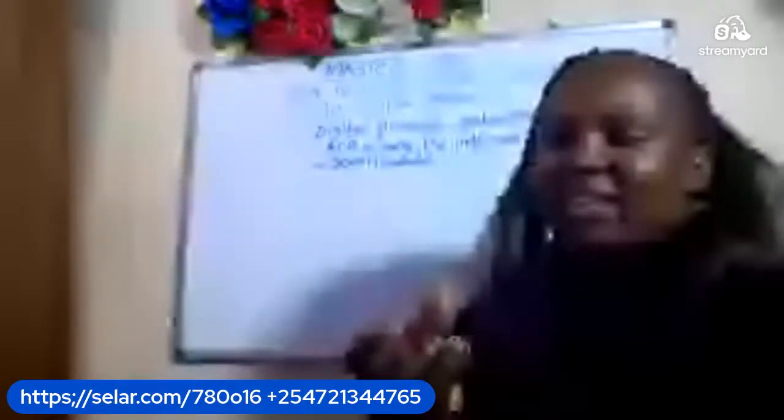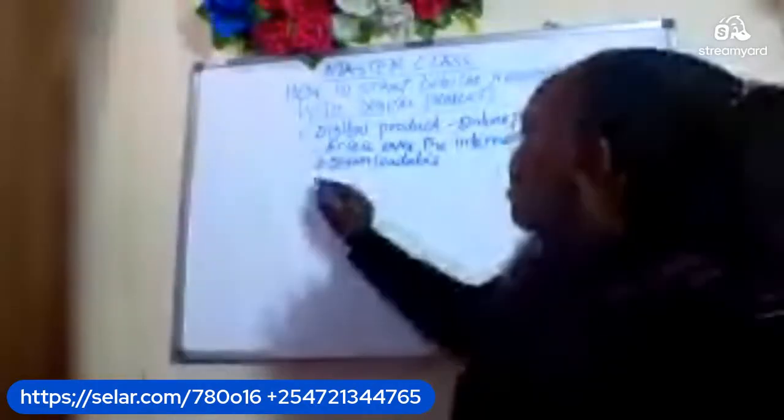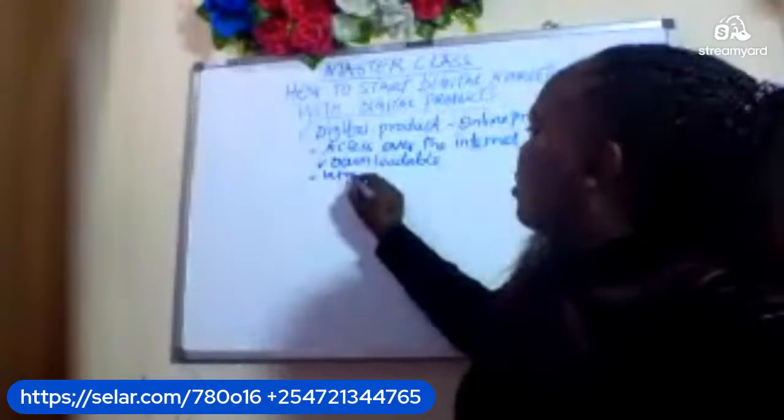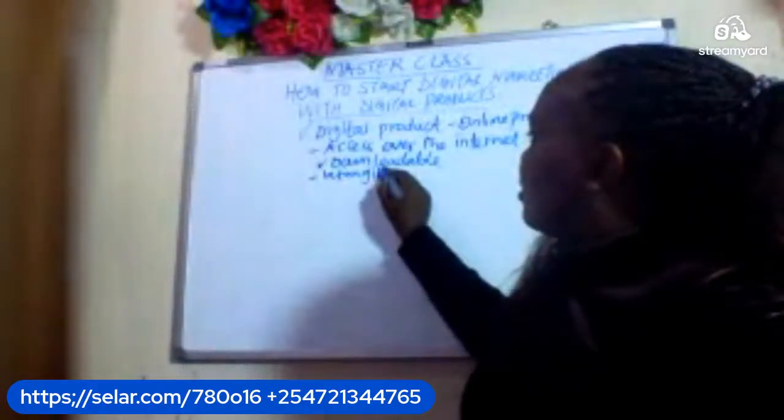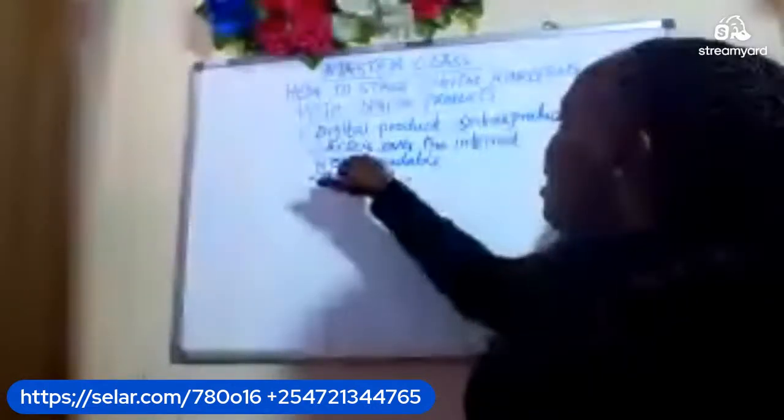You cannot touch it with your hands. Therefore, we say it is intangible. A digital product is also intangible. Does it exist? Yes, it exists, but we cannot hold it with our hand. But we can download it and use it. We can access it over the internet. That is the only way we can access it.